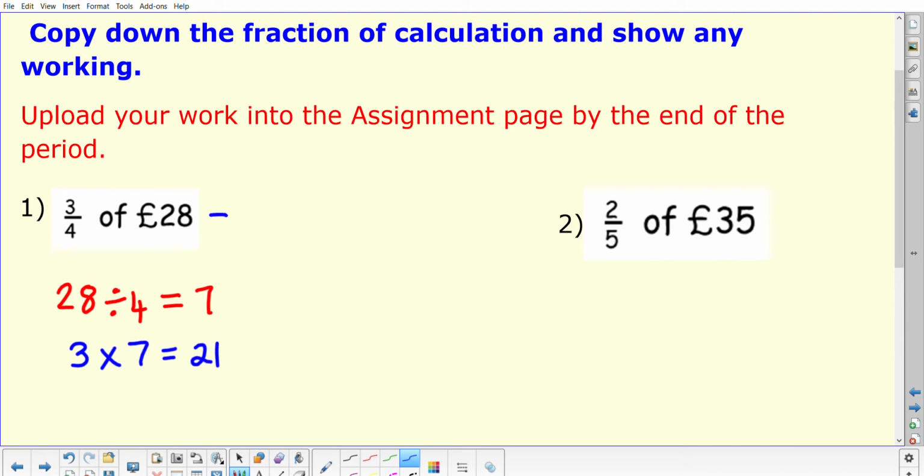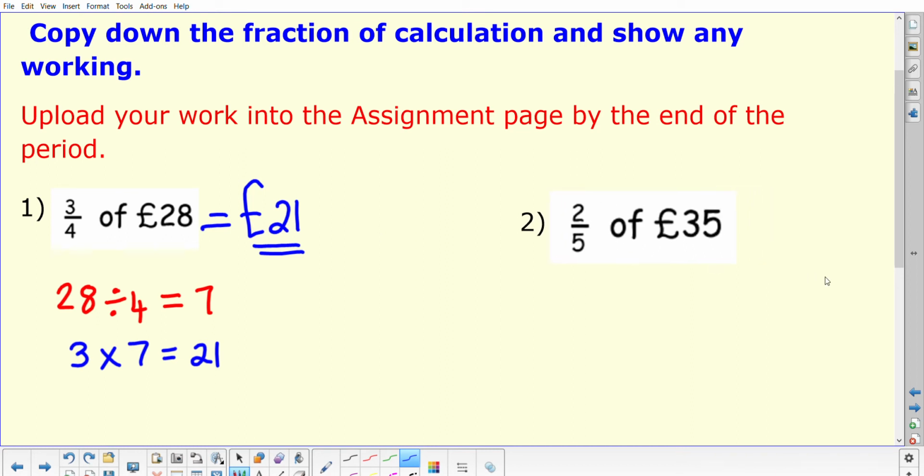So that answer should be written back up here together with a pound sign. Just make that a wee bit tidier. So pound sign and your answer of 21. So 3/4 of £28, you would expect to find your answer to be £21.